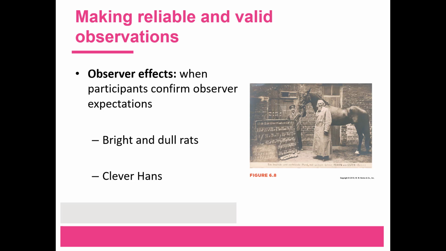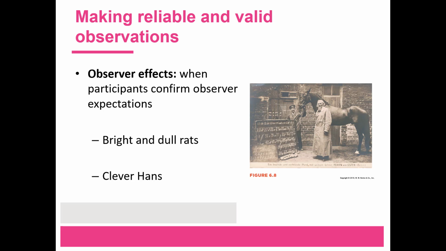Researchers suspected that Hans was picking up on subtle nonverbal cues from his questioners. So they had one person whisper the first part of the problem in Hans's ear, and a second person whisper the second part of the math problem. Neither questioner knew the correct answer because they only knew the part of the problem they whispered, and in fact, Hans could not answer these math questions.